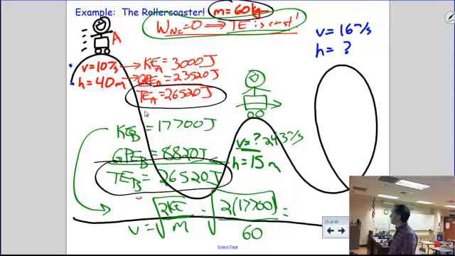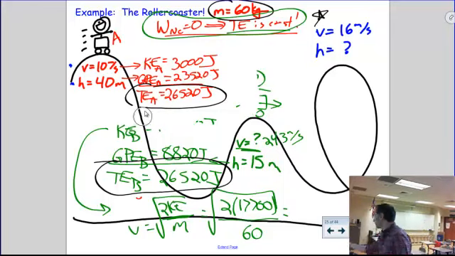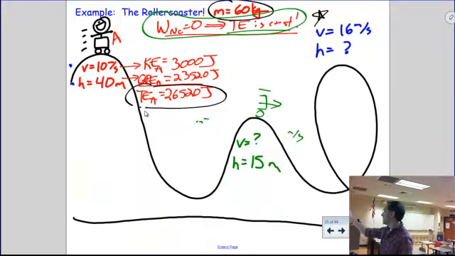Okay? All right. So why don't you pause the video real quick and take a second and see if you can find the GPE at this point. Okay? I'm sorry, find the height at that point. While you're doing that, I'm going to erase this green stuff.